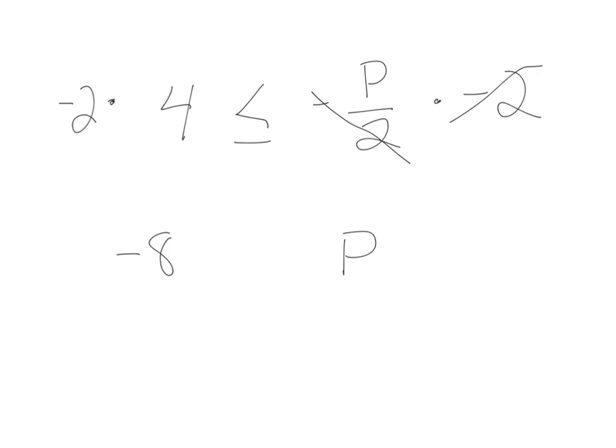The important thing to notice is I'm multiplying by a negative again. Last time I was dividing, but this time I'm multiplying by a negative. So when I multiply by a negative, much like when I'm dividing, I have to turn my sign around. So rather than less than or equal to, now it's going to be greater than or equal to. So negative 8 is greater than or equal to p.